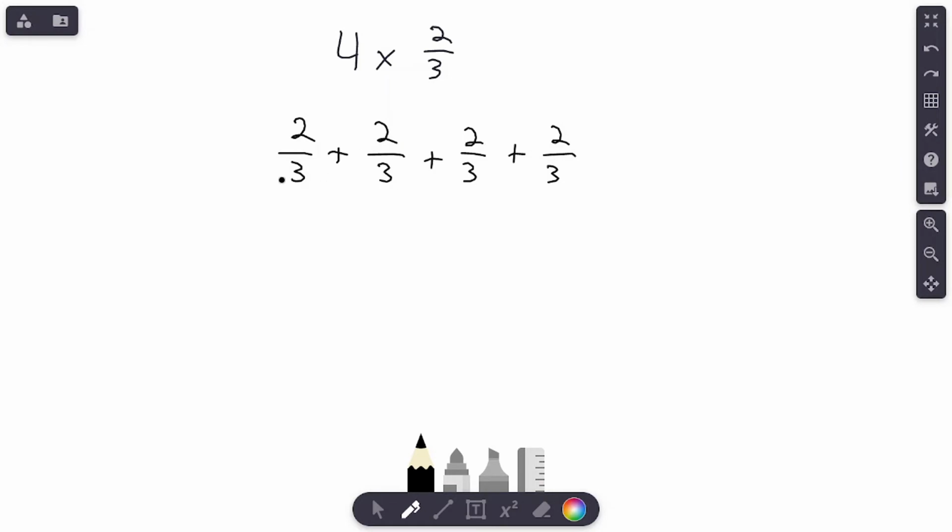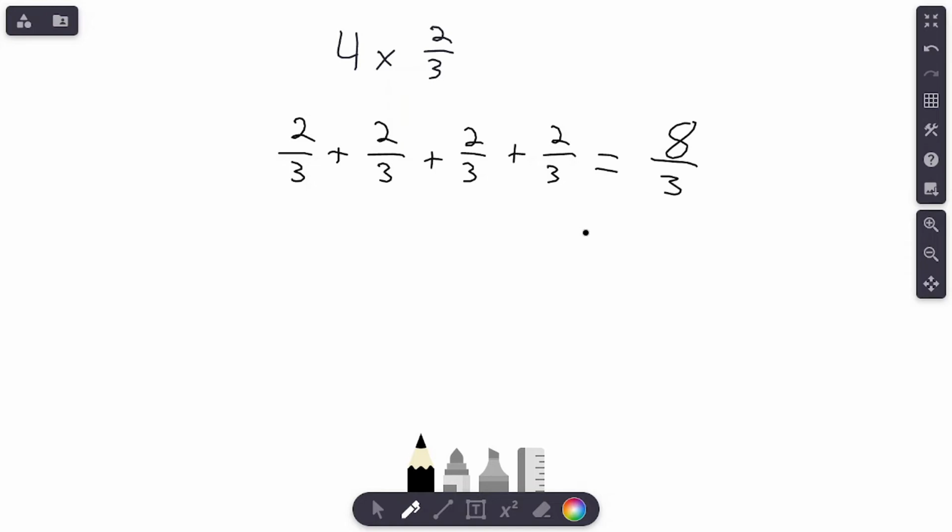So if we were to add this up and get our answer, first thing we'd have to do is double check and make sure the denominators are the same, which they are. So the denominator is going to be 3, the numerator is going to be 2, 4, 6, 8, and our answer is going to be 8/3. All right, this is what it literally looks like when you are going to multiply, and I'm going to show you what that looks like very soon.